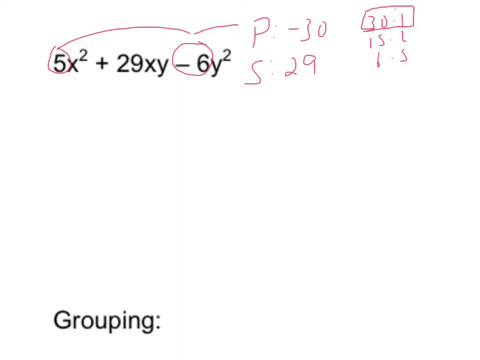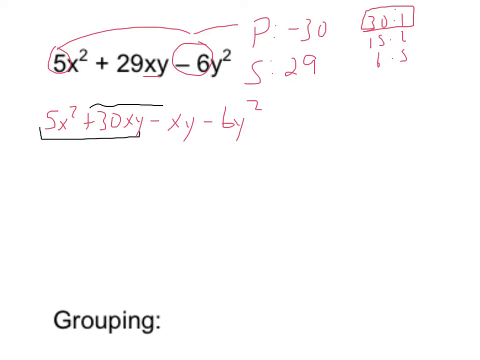So we take this now and we rewrite it as 5x squared, plus 30xy. I'm maintaining the same variables here. And then we have minus 1xy. And you can write the 1 if you want to. And then minus 6y squared. Again, these two terms are equivalent to a positive 29xy.